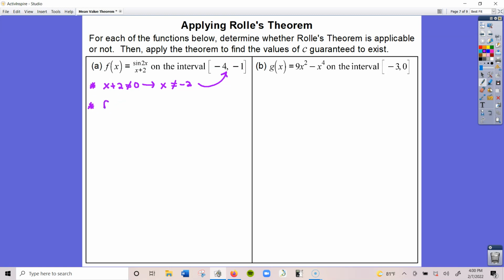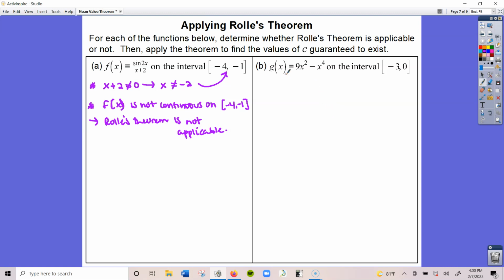So here we would say that f of x is not continuous on the interval -4 to -1. And because it is not continuous, this means that Rolle's theorem is not applicable. And then we can't really do anything else after that.